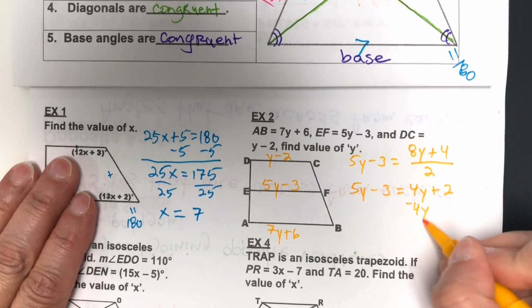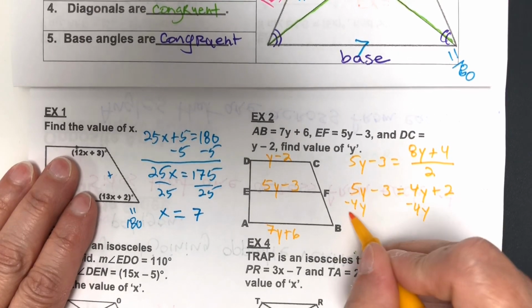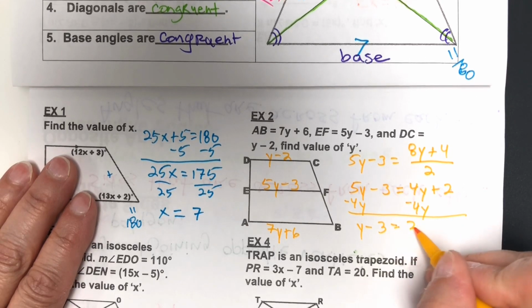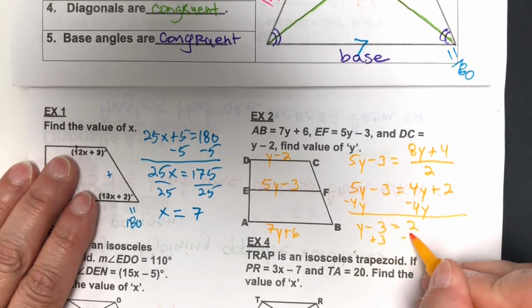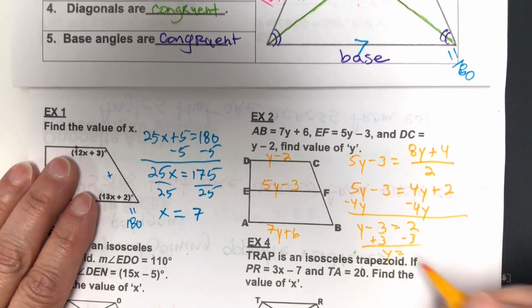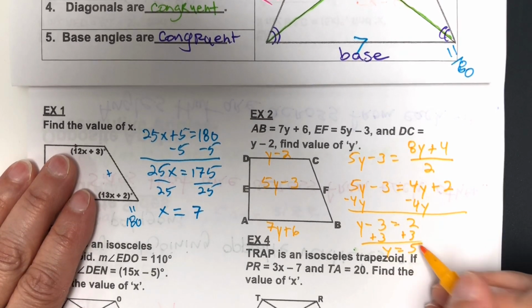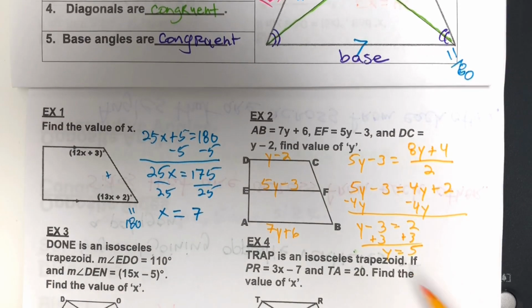Subtract 4y from both sides. So you got y minus 3 equals 2. Add 3. Y equals 5. Solve for y. I did. Okay. Hope everybody's good on that.